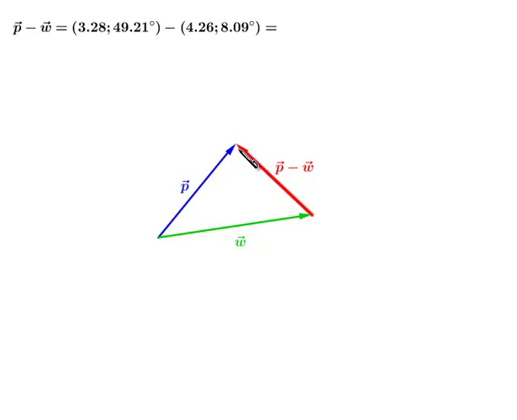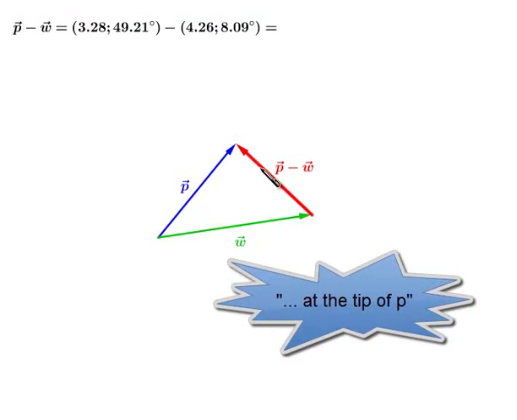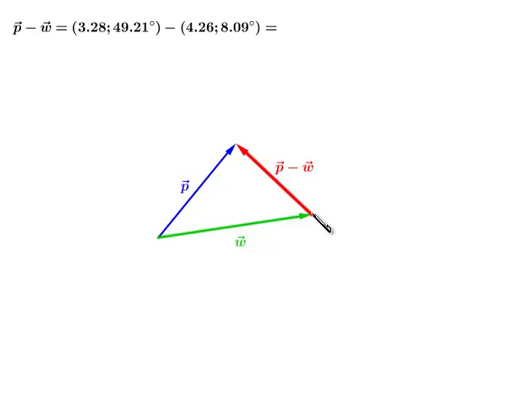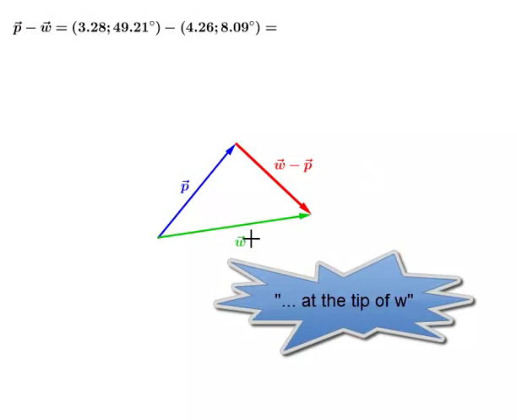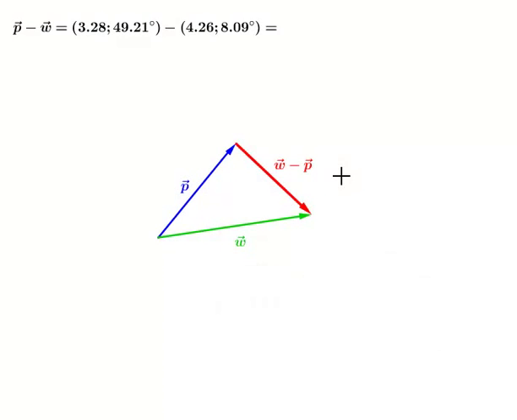Now where does the arrow go? Well, if it's p minus w, the arrow points at p, and if it's w minus p, the arrow points at w. So this is w minus p, and this is p minus w.